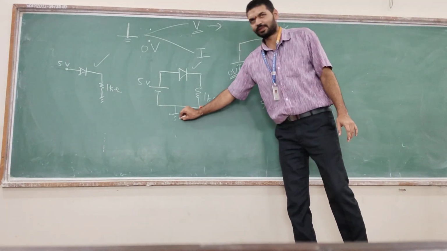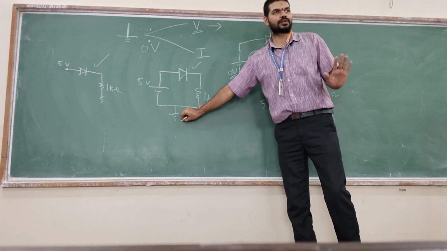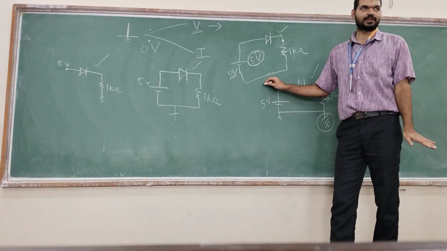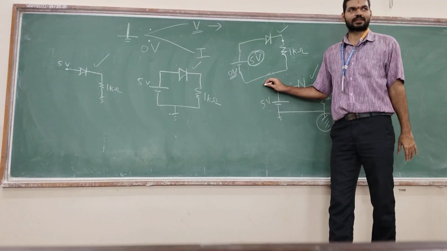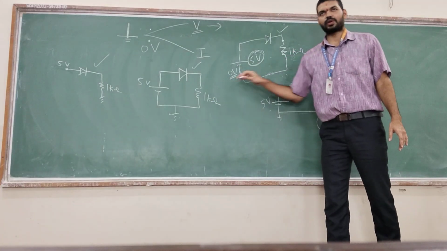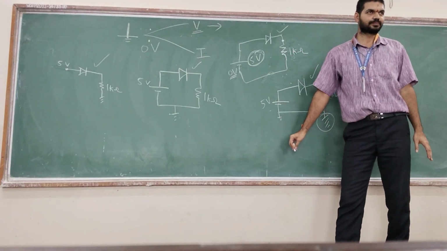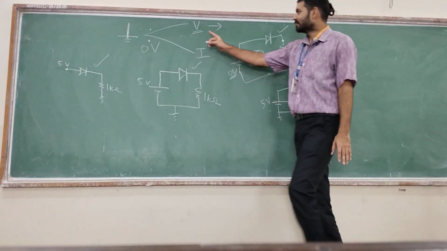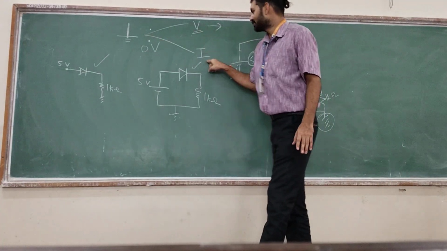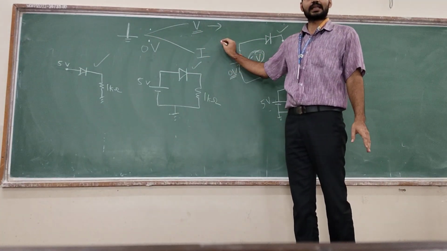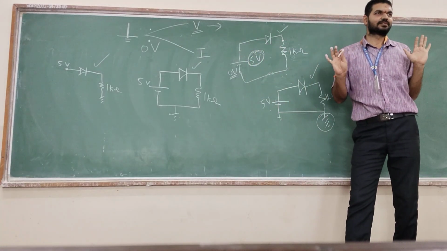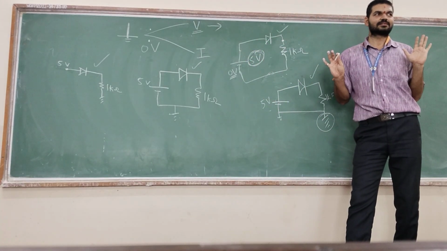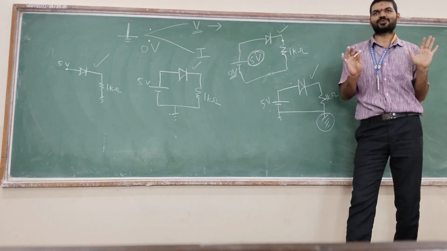So here I am showing the symbol of ground. It is not wrong. And here I am not showing the symbol of ground. It is also not wrong. Both are correct. I can show or I can skip. It is optional. So ground with respect to current is defined as returning path for the current. Only this much. Clear? Understood what is ground?